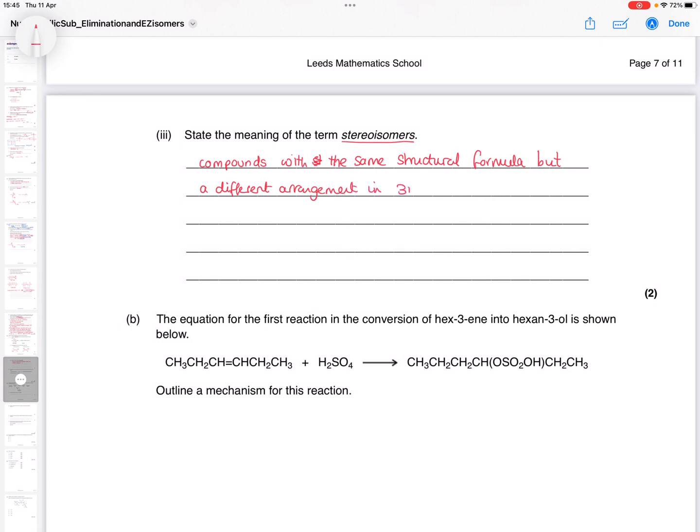in 3D space. So you've got the same number and type of atoms bonded in the same order with the same functional groups, so everything about it is exactly the same except the directions that the bonds are sticking out in, and that's what we mean by the different arrangement in 3D space. So it's really important to learn this definition accurately, as it is with all our definitions.